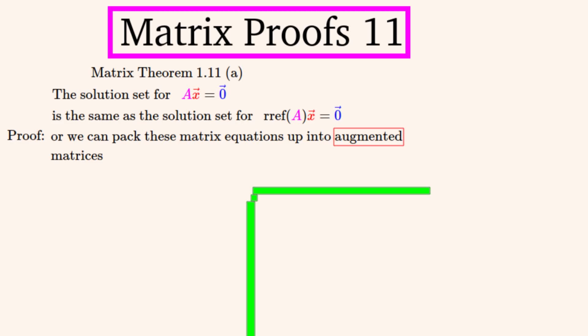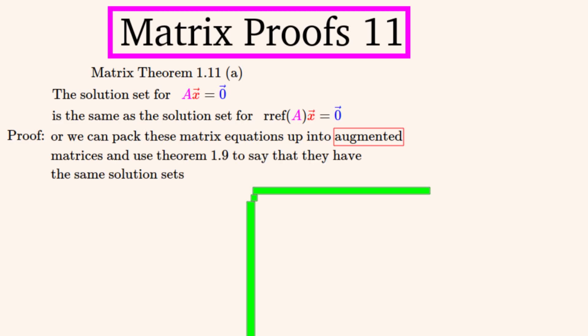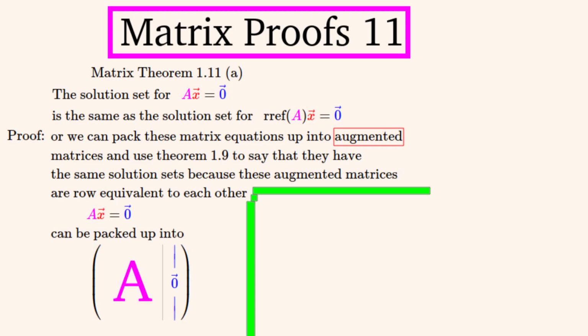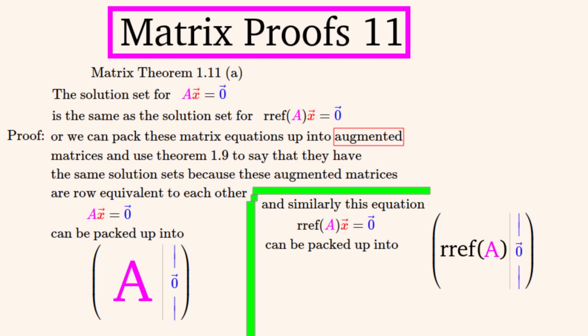We can prove this result another way using a past theorem. We'll pack these matrix equations up into these augmented matrices. Then we'll use a past theorem to say that these two augmented matrices have the same solution sets, because they're row equivalent to each other. So let's start with the first equation. We'll pack it up into this augmented matrix. And we'll do the same thing with the reduced row echelon form of A. We'll pack it up into this augmented matrix.